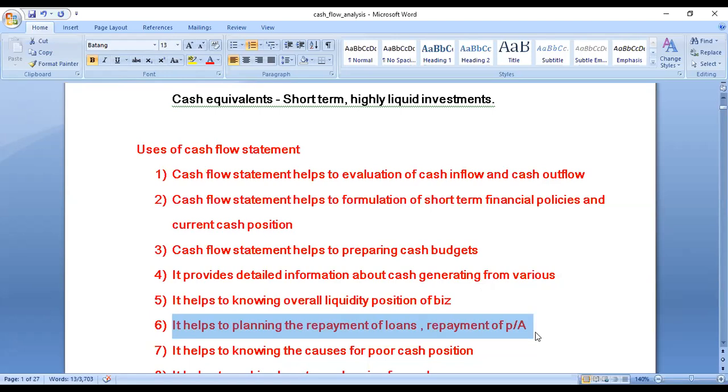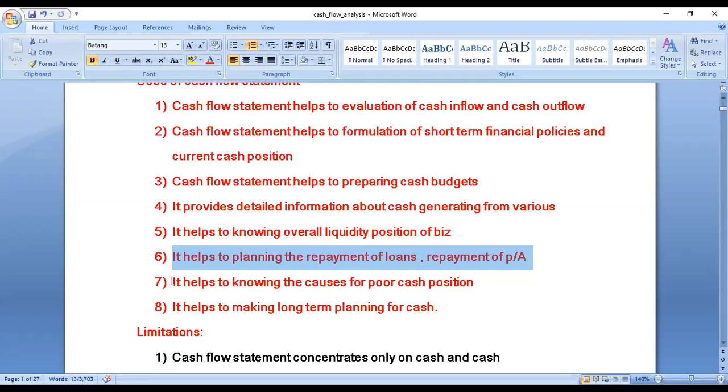are planning the repayment of the loans which are borrowed by the organization from various financial institutions or financial intermediaries, and repayment of fixed assets. Repayment of fixed assets means the amount which was incurred at the time of acquiring fixed assets. So it helps in repayment of loans and repayment of fixed assets.